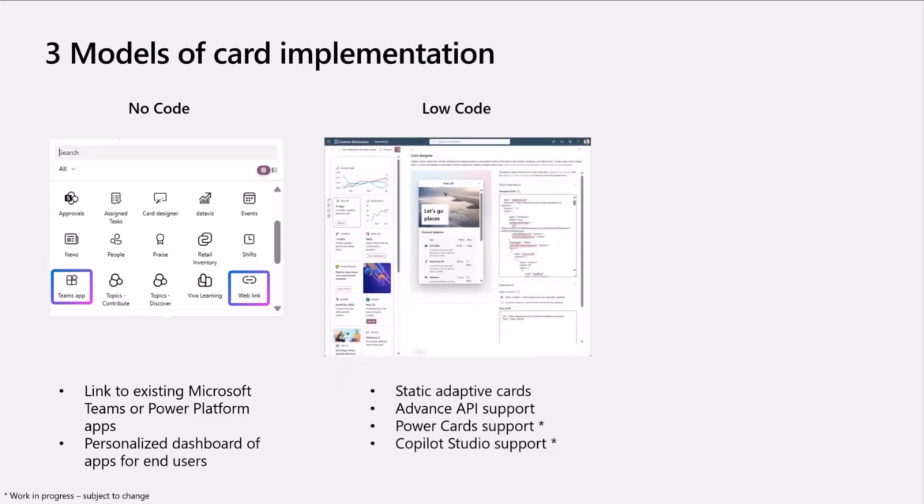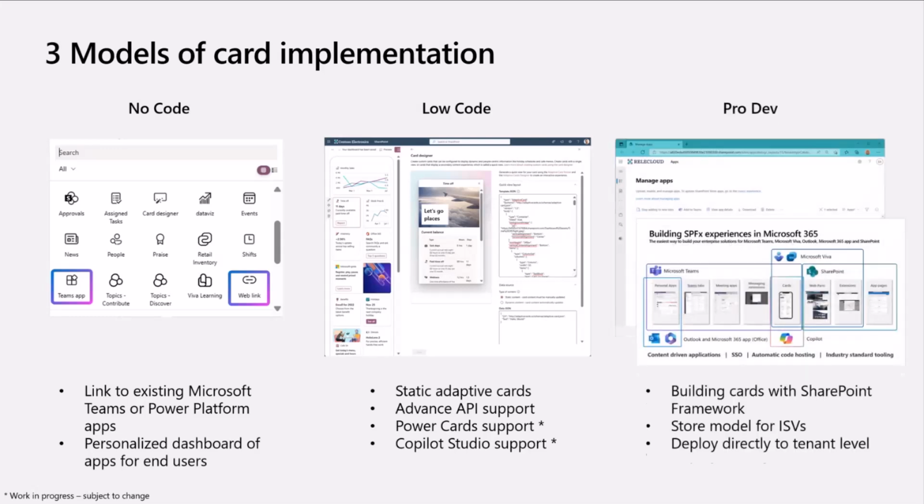You can also use low-code capabilities, so you can customize Viva Connections using the low-code story. This is where you do static adaptive cards. Adaptive cards can also be powered by advanced API capabilities, so you can hit a Graph API, making that adaptive card dynamic based on the data of the user. And then we have Power Card support, and we're looking at Copilot Studio support also in the future. Today, the story here is the Power Card and Power App support, which we're going to see live within a second.